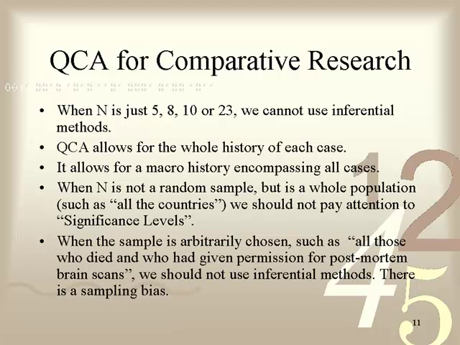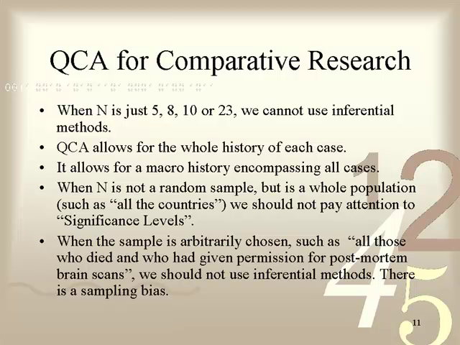QCA also allows for the history of the whole set of cases, so the whole of global capitalist history, or the whole of the court and how the court system works. We call this the macro history, encompassing all cases. It's a substantivist approach. When N is not a random sample, but is the whole population, such as all the countries of the OECD, we really shouldn't be paying attention to significance levels. But there's a lot of papers which do, a lot of regression results on the cases of countries with N equal to 31 or even 17, which I find astonishing. Because you can't generalize from 17 countries to the whole population of 196. It's false. It's not the same population at all.